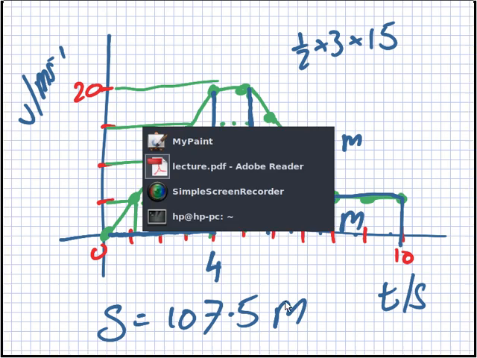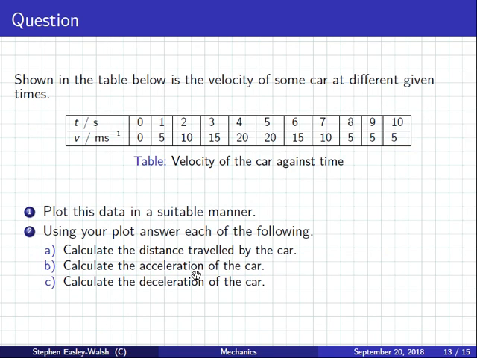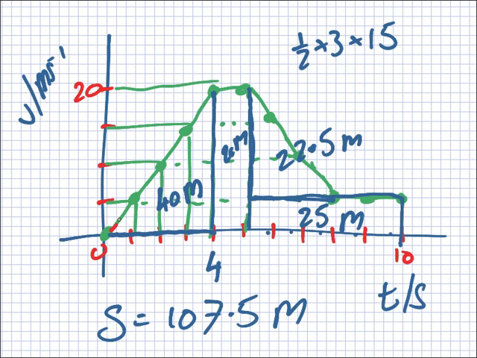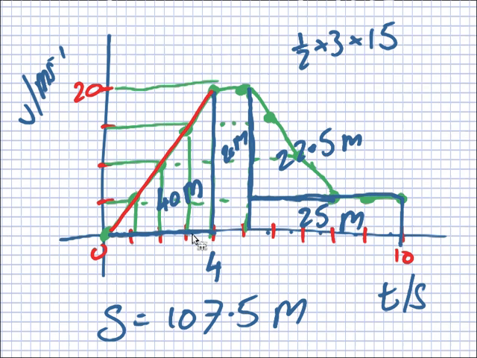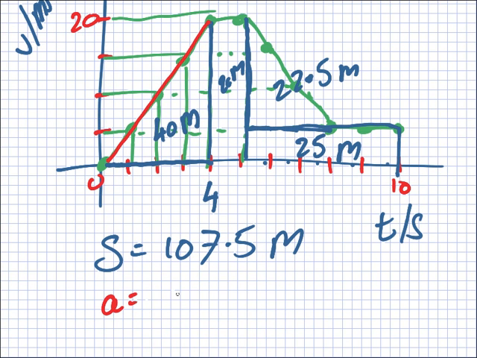Okay, next part. What is the acceleration? So that's this piece here. So the acceleration is 20 over 4. So that's 5 meters per second squared.